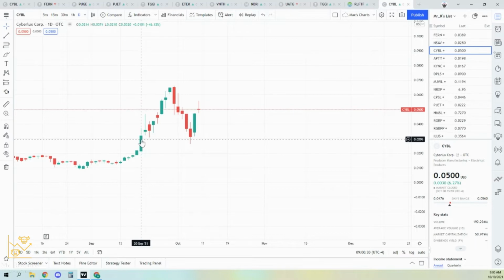If I just hold it on there, it shows me that 0.0214 is your open. It had a high of 0.0374 for that day, a low of 0.0210, and a close of 0.0320. This equated to a 0.0101 increase, which is 46.12%. Hence the massive green candle right there. Since this is a daily, any massive green candles like that are going to be big.